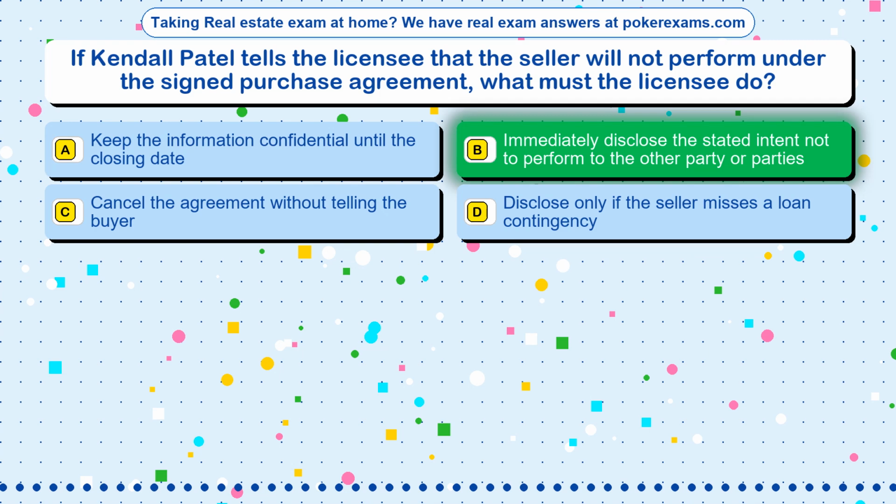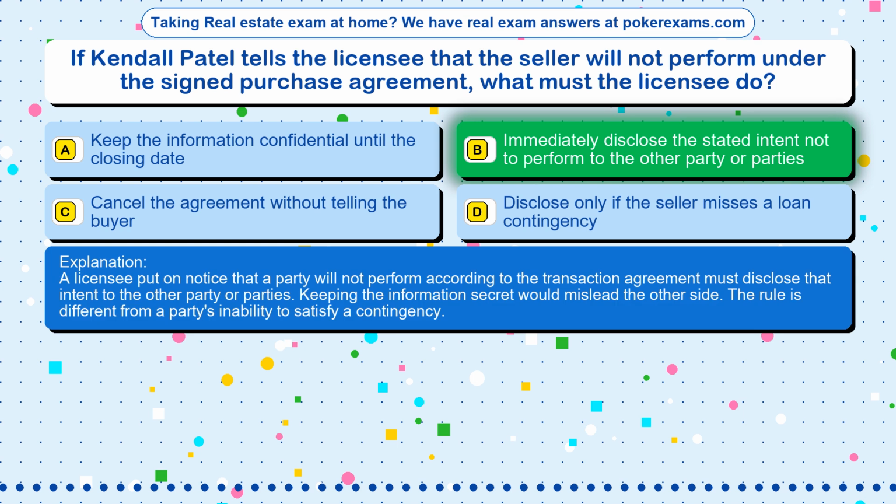The correct answer is option B. Immediately disclose the stated intent not to perform to the other party or parties. A licensee put on notice that a party will not perform according to the transaction agreement must disclose that intent to the other party or parties. Keeping the information secret would mislead the other side. The rule is different from a party's inability to satisfy a contingency.